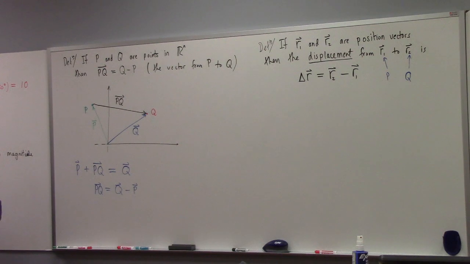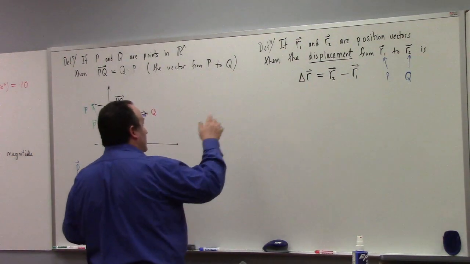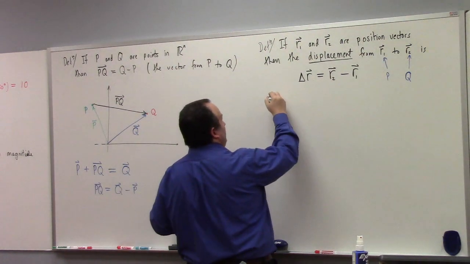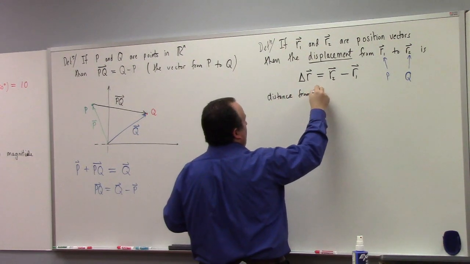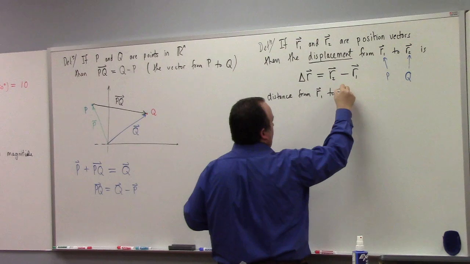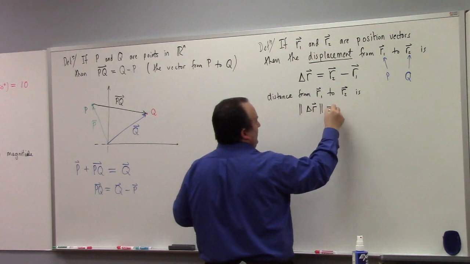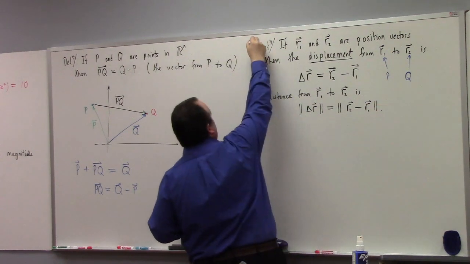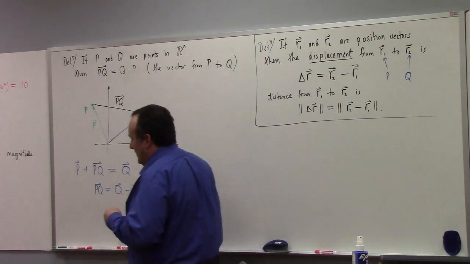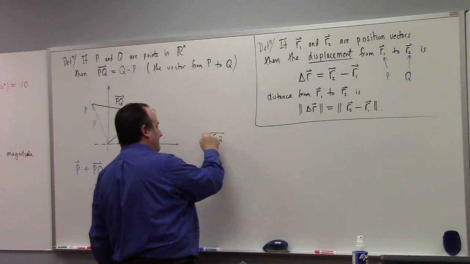Now the reason I'm doing this example right now is when you guys asked a question about units, I wanted to do an example with units, all right? So in contrast, the distance from R1 to R2 is what? The magnitude of the displacement, right? So that'd be the length of R2 minus R1. So let me give a specific example here. Example 2.